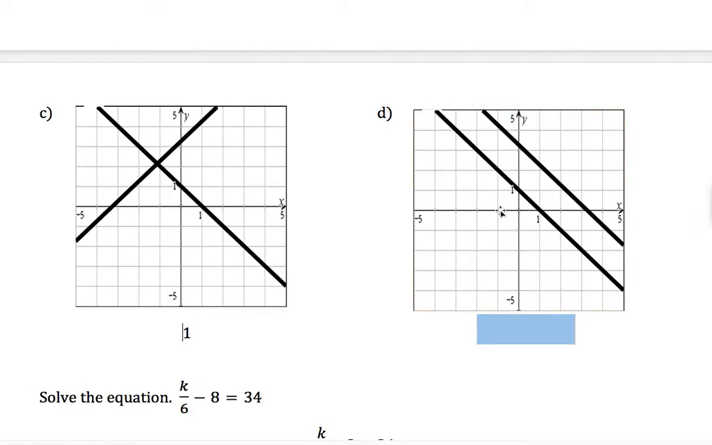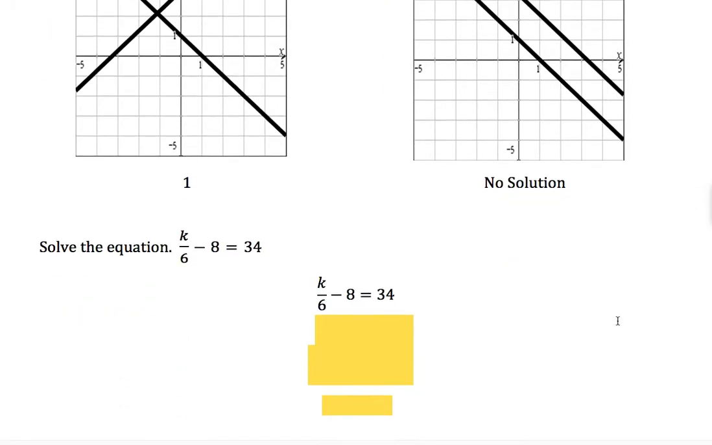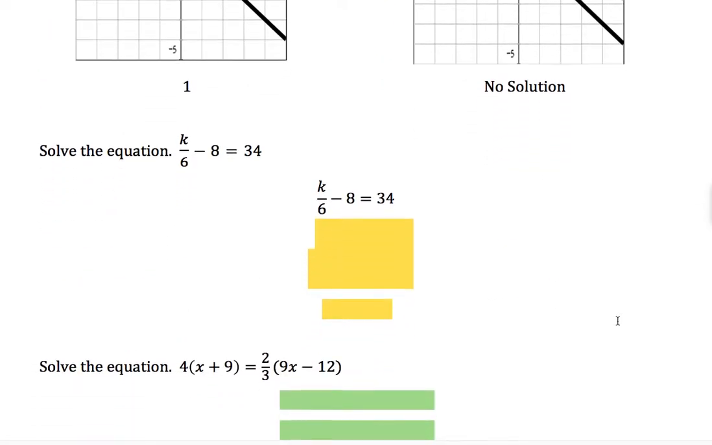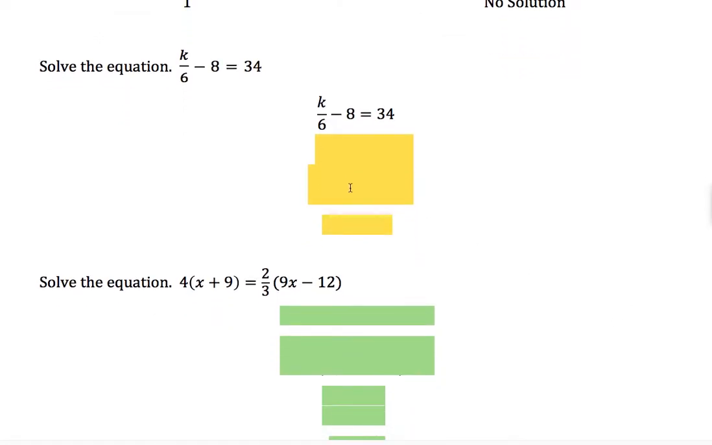And D, we have another set of parallel lines, and so we have no solutions there. Okay. Next question, we want to solve the equation k divided by 6 minus 8 equals 34.